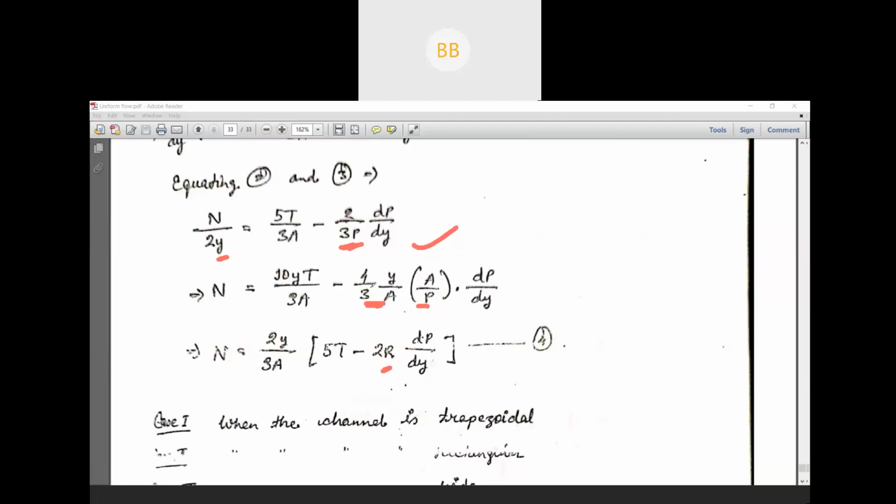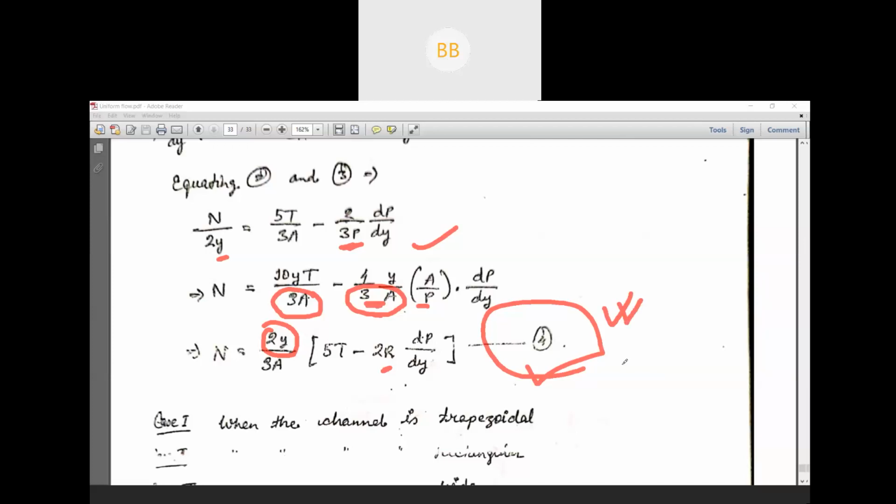So it will be 4y by 3A r. This is 3A and this is 3A. We will bring out that 3A, and we bring out 2y. So 2y by 3A, and what is left out will be 5t minus 2r dp by dy. We consider this as equation number 4, which is our general equation for the hydraulic exponent using Manning's equation.